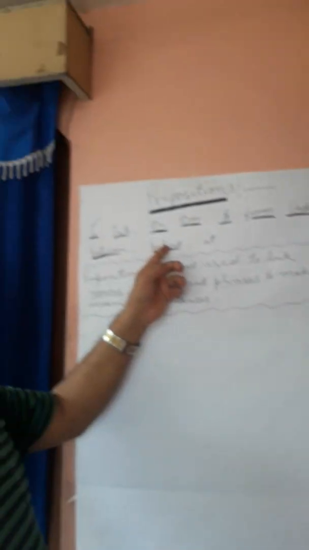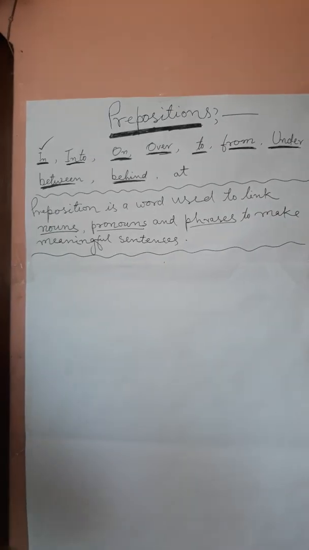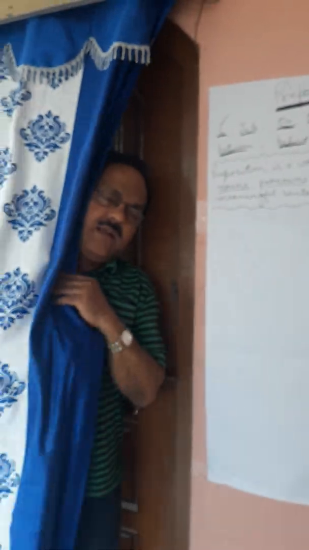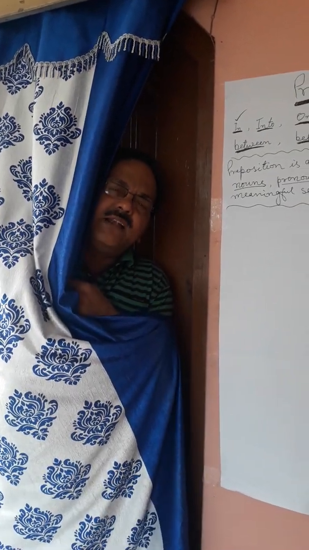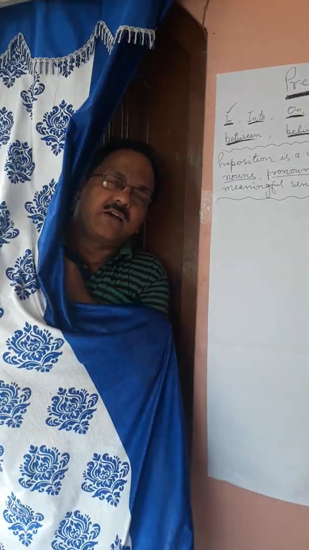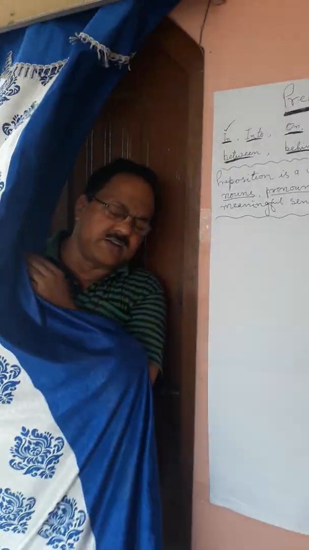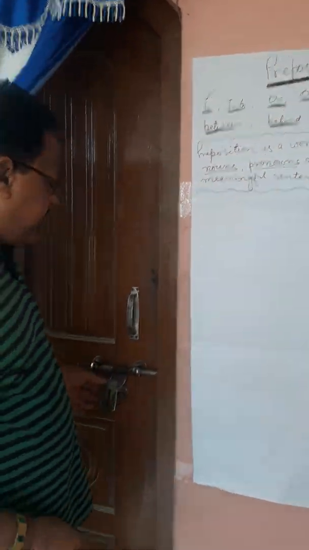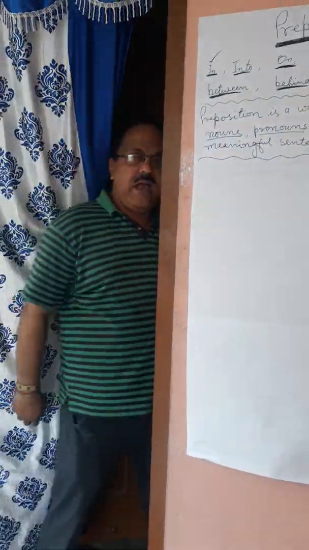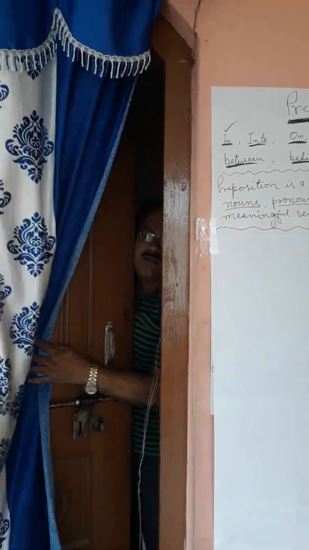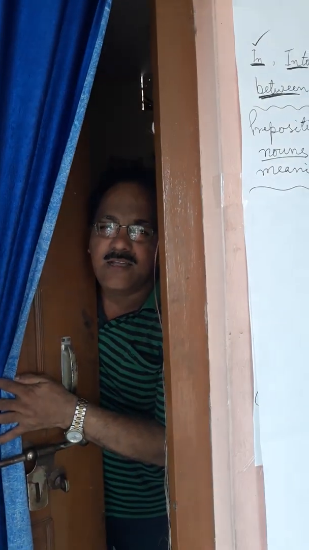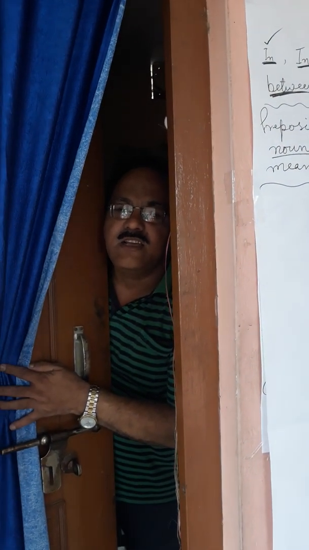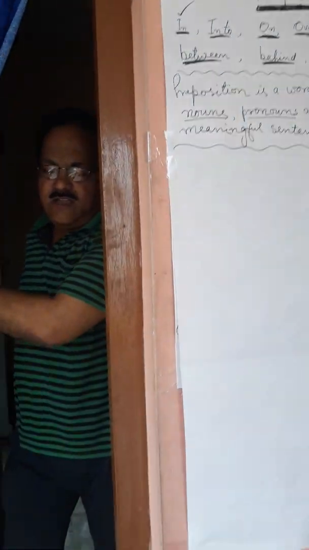See, another word, behind. See here. Where is Mr. Sahi sir? Sahi sir is behind the curtain. I am here, behind the curtain. Now see another example. Where is Sahi sir? Sahi sir is behind the door. Another example.